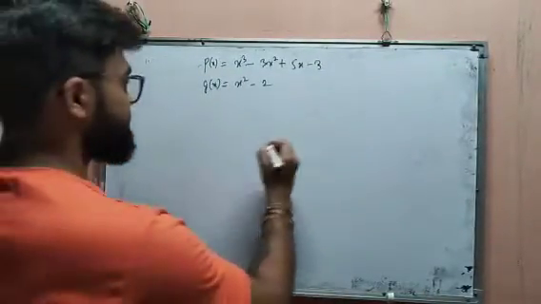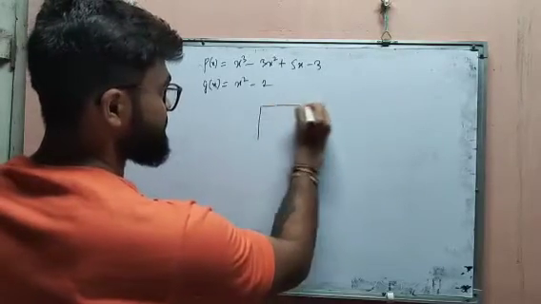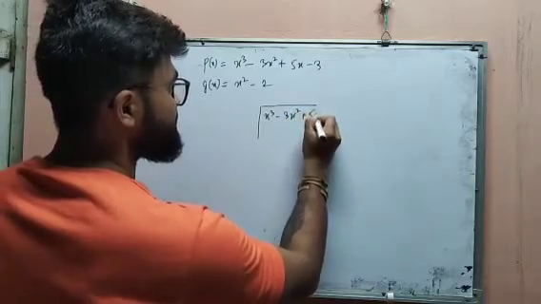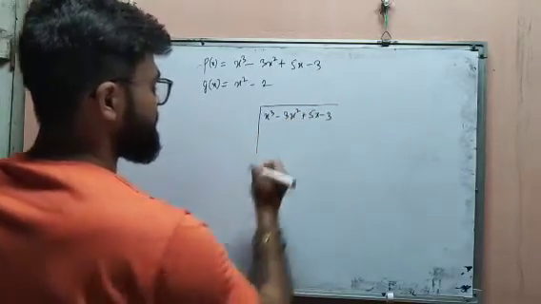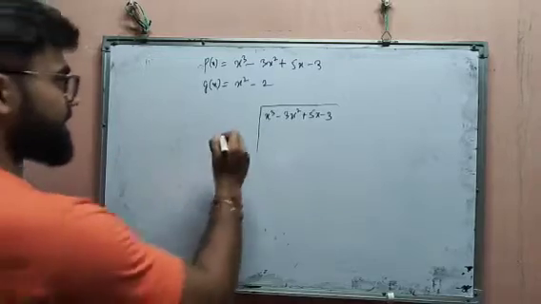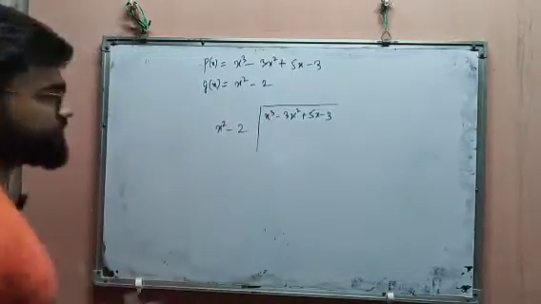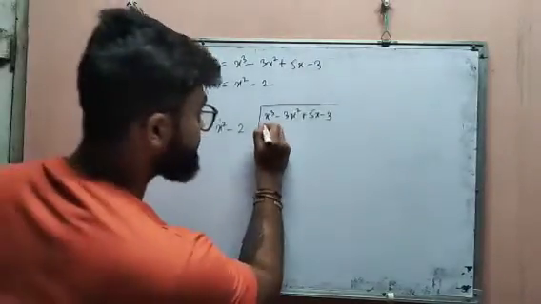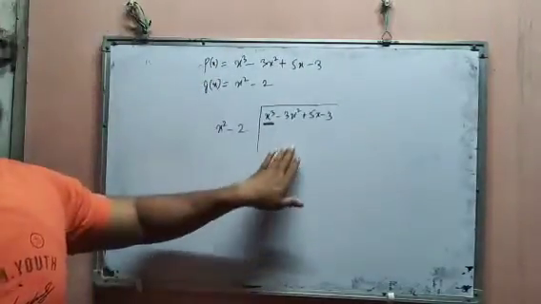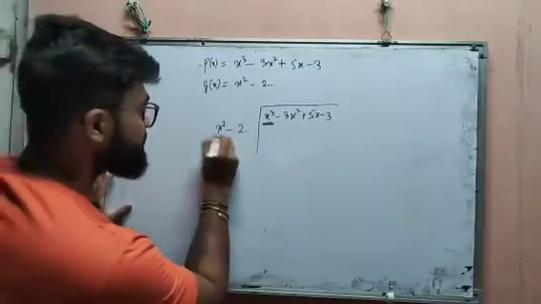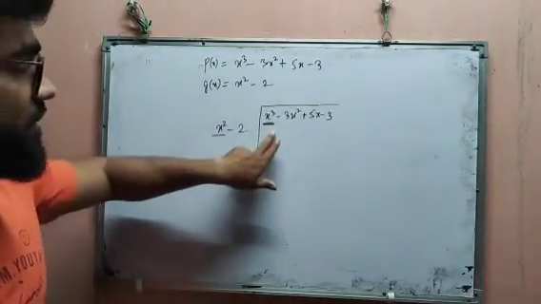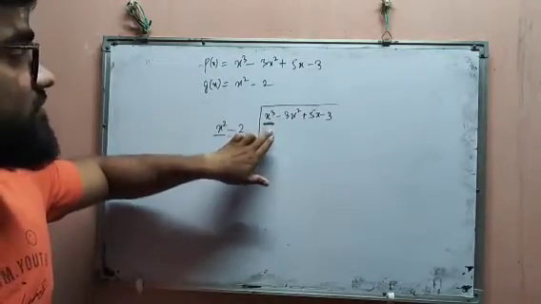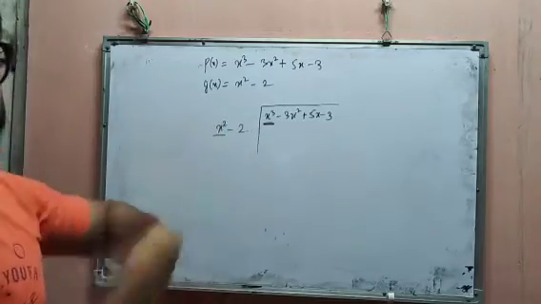So how to find it? First we divide x cube minus 3x square plus 5x minus 3 by x square minus 2. When you are going to divide, you have to check only the first term of the dividend and the first term of the divisor. We divide the first term of the dividend by the first term of the divisor.